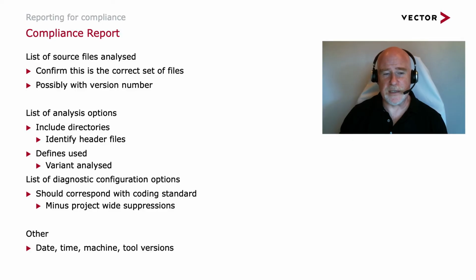And then a list of analysis options, so the include directories we used, so we can identify the header files that we used. If we had any compiler defines set that could affect the variant that we analyzed, we'd like to know that as well. A list of all the diagnostic configuration options that correspond with the coding standard, minus the project-wide suppressions. And then we might want some other information: the date, the time, the machine it was run on, tool versions, and so on. So we're going to have a look at a demo shortly.